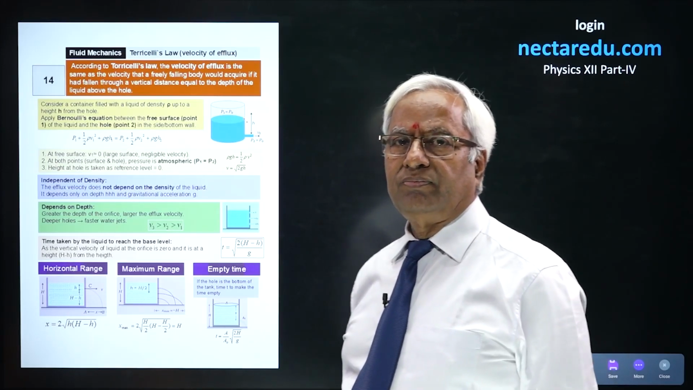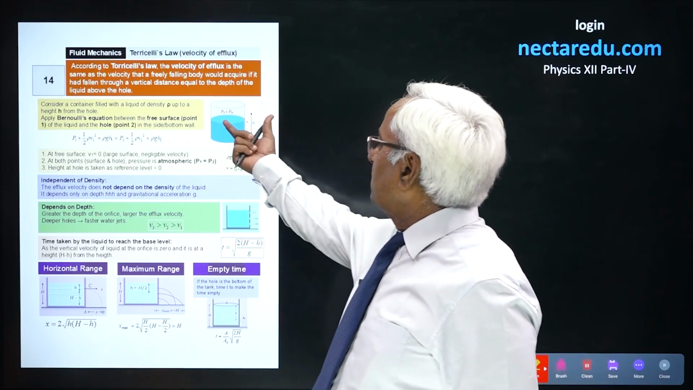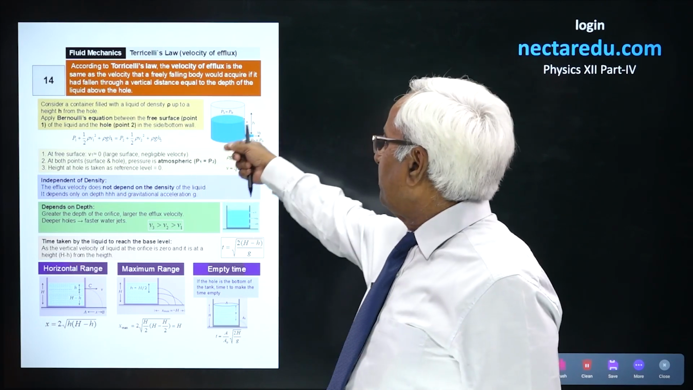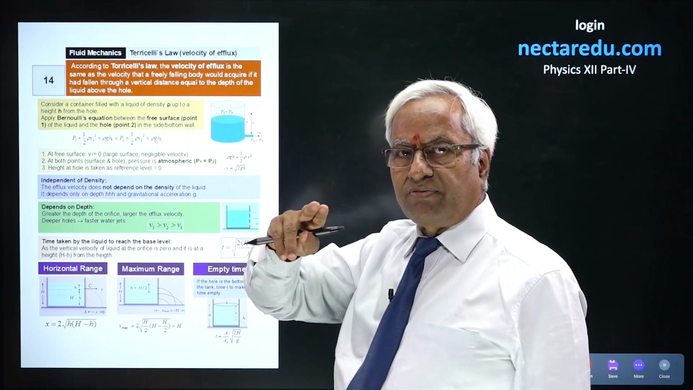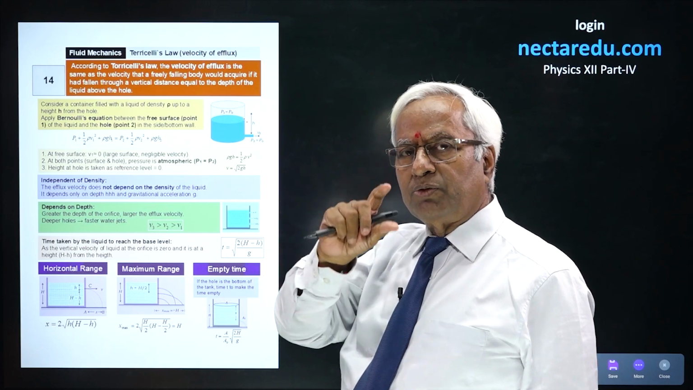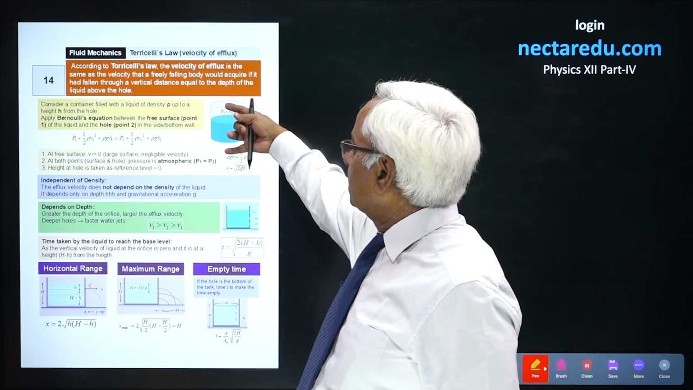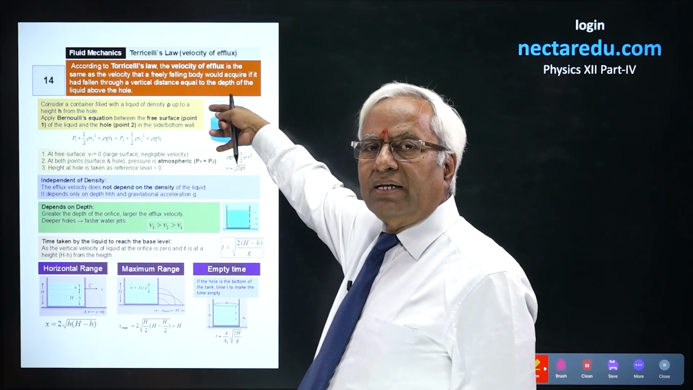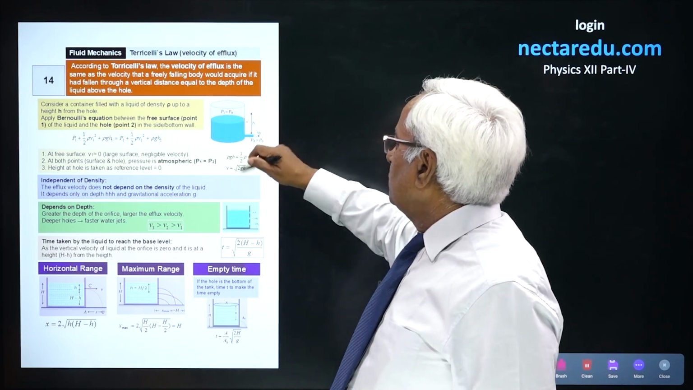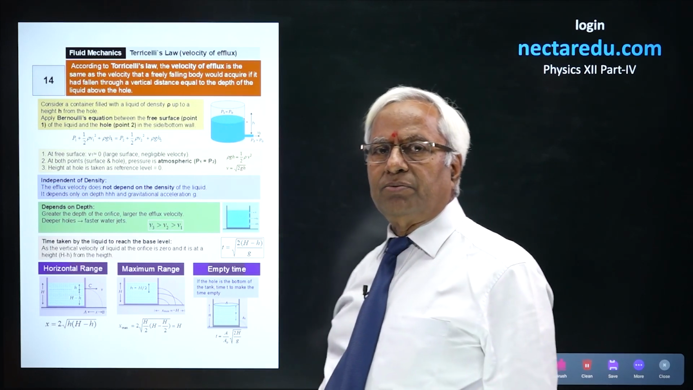Torricelli's theorem. Here one container is filled with liquid. It's not completely filled. You still have to keep two things in mind. One is the top of the liquid surface and the other the height or the length of the container. Two points have been considered over here.